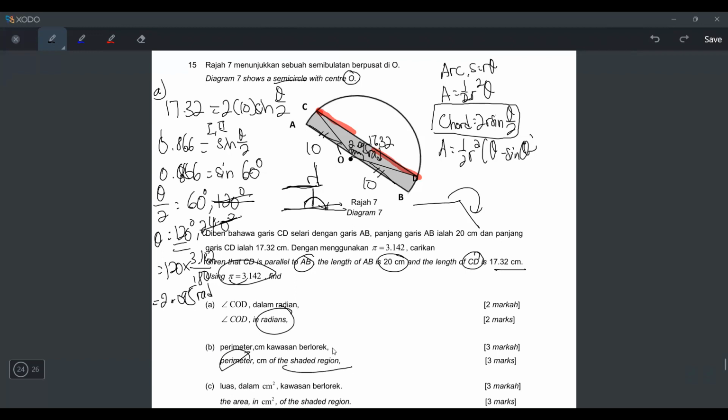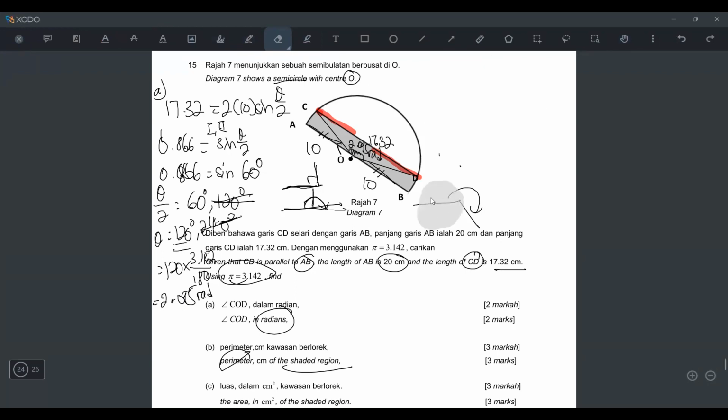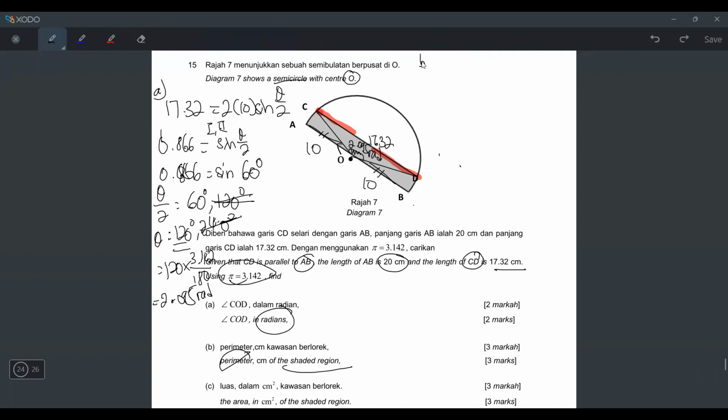Find the perimeter of the shaded region. Okay, the shaded region consists of how many lines? Four lines, not two lines. So what are the four lines? The perimeter of the shaded region consists of AC, plus BD, and then plus AB, and then plus CD, meaning here plus the whole thing here and CD.